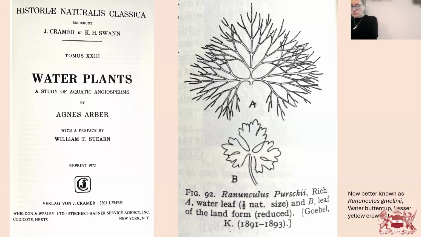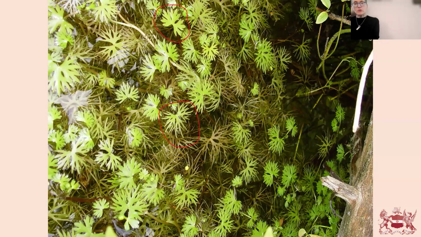This slide shows water buttercup leaves with the leaf form of a water plant on the top there, and the leaf form of a land plant of the same species underneath. So there are Arber's own drawings, and you can see the form of the leaf is really quite different in both cases. This is a photograph of the same phenomenon, but showing morphological diversity of leaves on the same plant, probably.